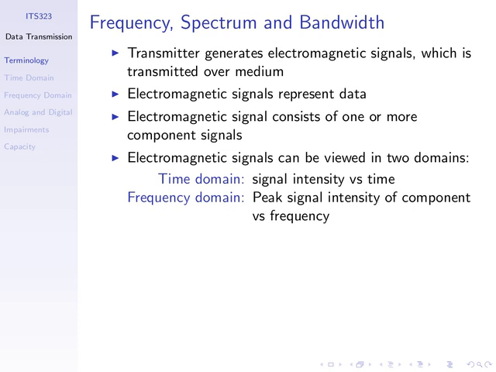So what are sent across these links? What's the signal sent across the links? Well, the transmitter generates some electromagnetic signals and that's transmitted across the medium, whatever the medium is. And these signals represent data. So they represent the information we want to communicate.